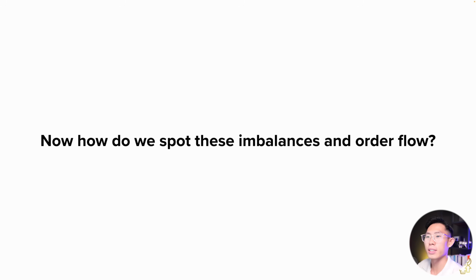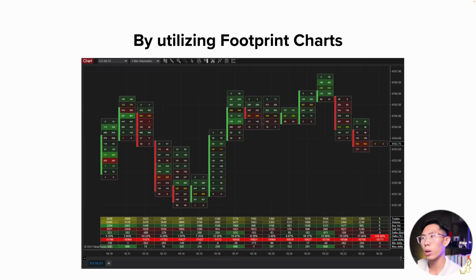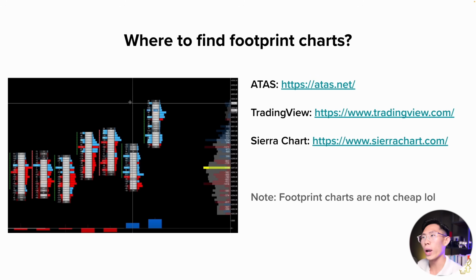Now, how do we spot these imbalances in order flow? By utilizing footprint charts, right? And that's what we're going to talk about next. So where do you actually find footprint charts? There are three main software where you can find footprint charts to trade with and really understand the underlying order flow. First is ATAS, second is TradingView, and next is Sierra Chart.